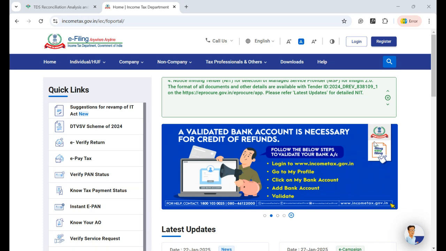Yesterday, in our last session, we discussed how to file the TDS return. But unfortunately, there was some issue with the website, so I was unable to show you how to upload the FVU file. So today, first we will discuss how to upload the FVU file in the income tax portal. Then we will discuss the remaining part of the TDS.